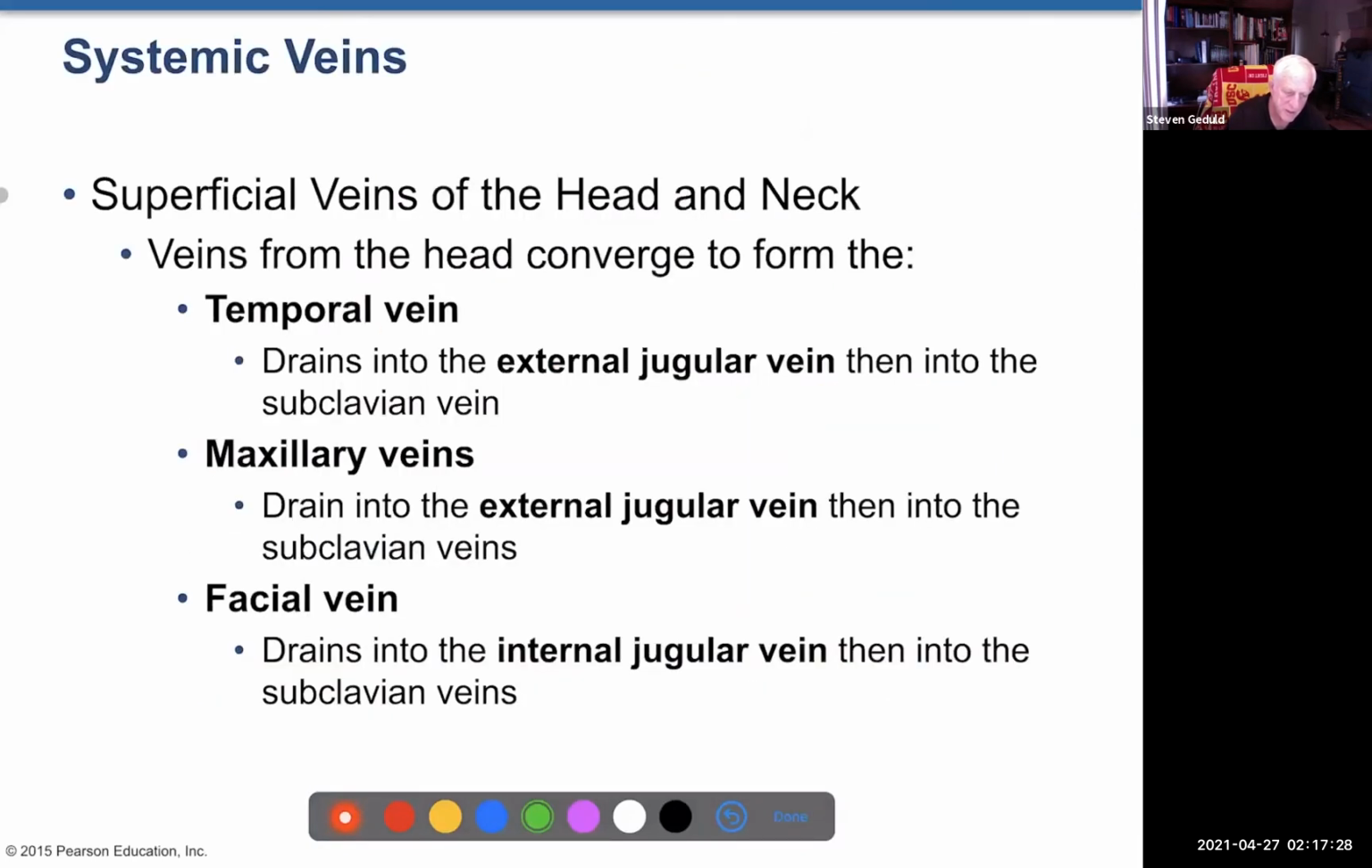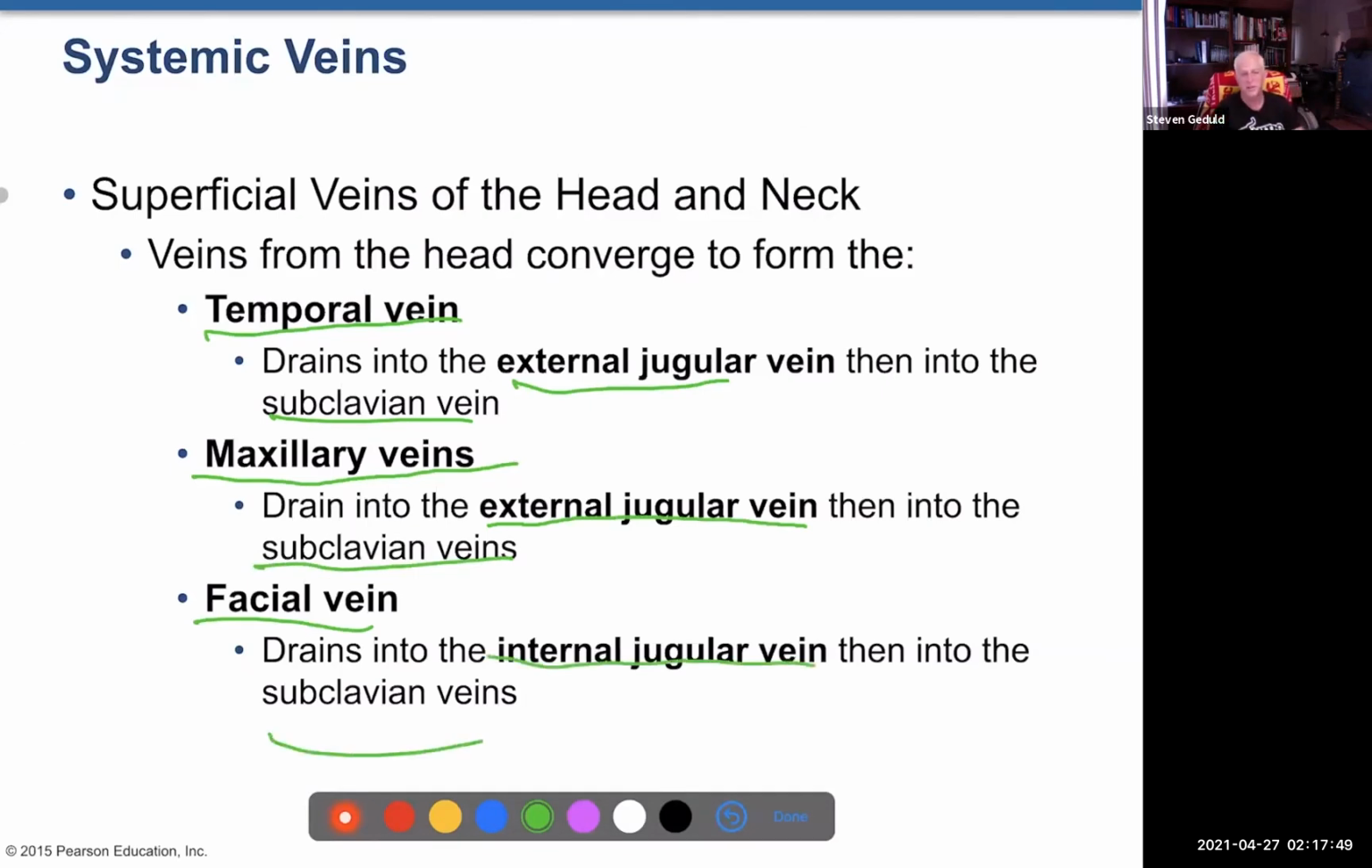Okay. Drains from the head. You have the temporal vein on the side, the maxillary veins, and the facial veins. The temporal veins drain into the external jugular, then into the subclavian. The maxillary veins also drain into the external jugular, then into the subclavians. And the facial veins drain into the internal jugular, and then into your subclavian veins.